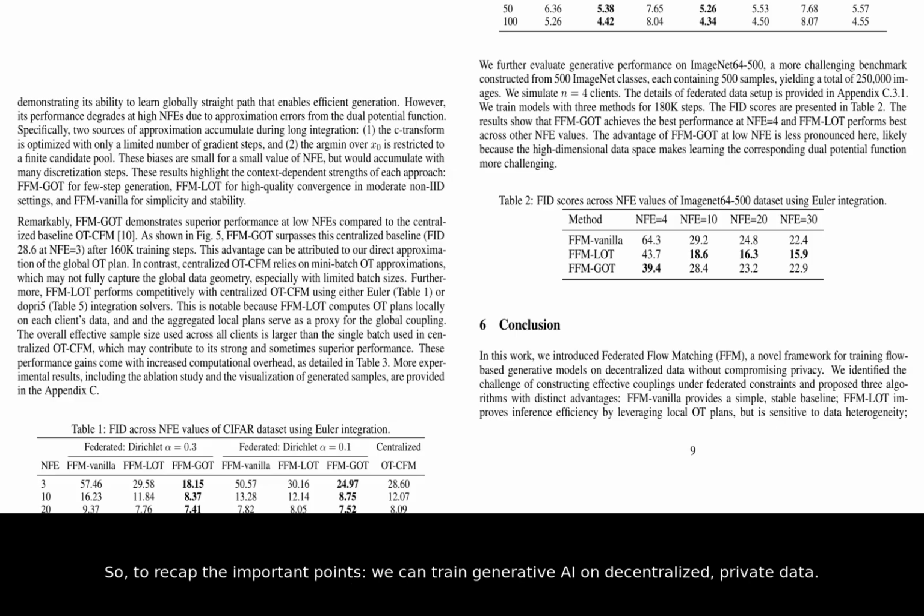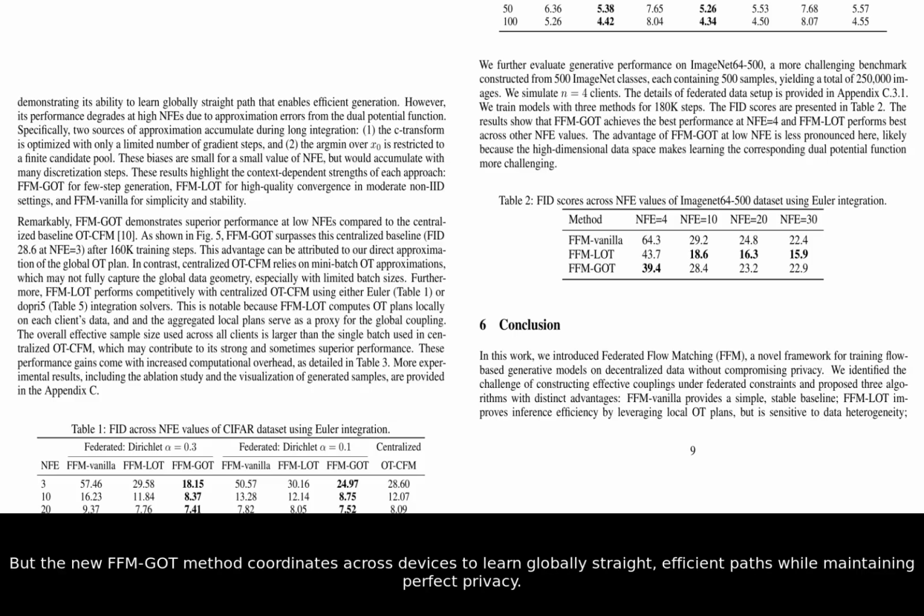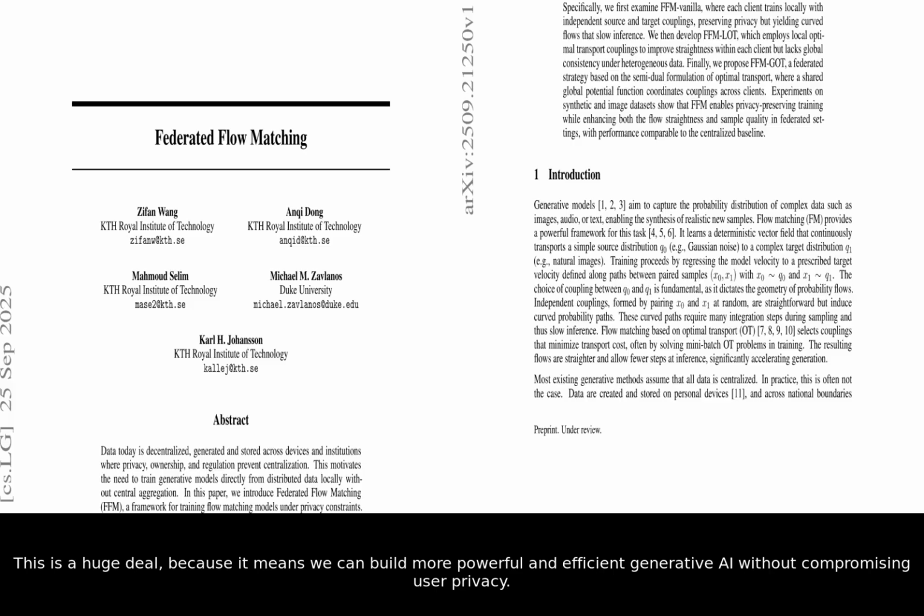So, to recap the important points, we can train generative AI on decentralized, private data. Standard federated methods are slow because they create inefficient, curved paths. But the new FFM-GOT method coordinates across devices to learn globally straight, efficient paths while maintaining perfect privacy. This is a huge deal because it means we can build more powerful and efficient generative AI without compromising user privacy.